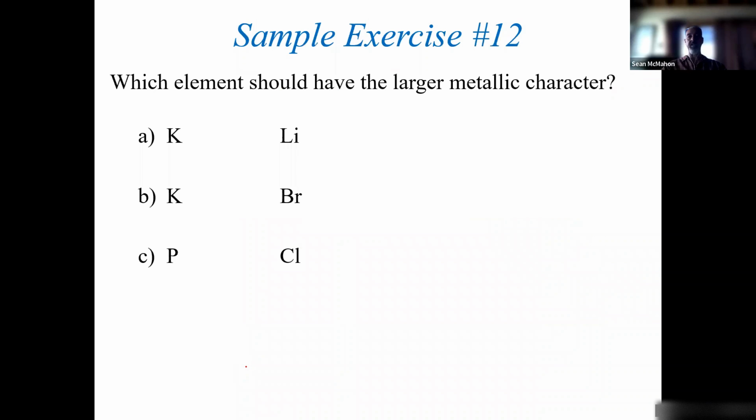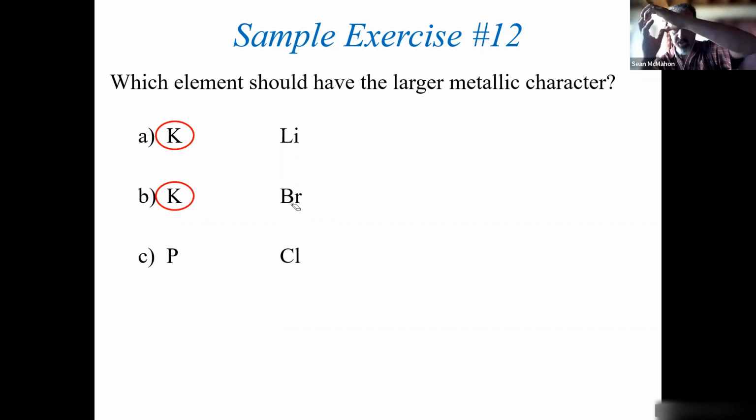So which element is more metallic? Oh, I didn't put the periodic table. I'm sorry. Between potassium and bromine: potassium. Why? It's further down. Well, bromine's a non-metal, so non-metals aren't metallic. Potassium. Between phosphorus and chlorine, they're both non-metals, but which one's closer to the noble gas and has a higher ionization energy and is smaller?